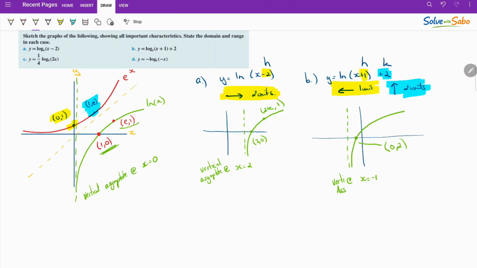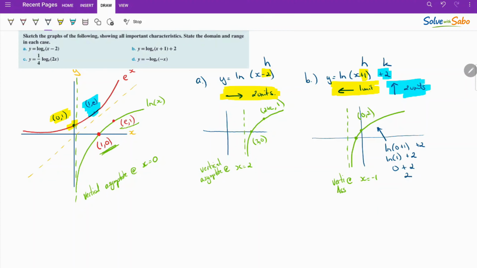Well, if that's the case, I should be putting my y-intercept where it belongs, up here, at 0 and 2. Now, how do we know that that is actually the case? Well, let's substitute into my log equation. ln of 0 plus 1, plus 2, is ln of 1 plus 2. ln of 1 is 0, plus 2, which is just 2. So yeah, that checks out.